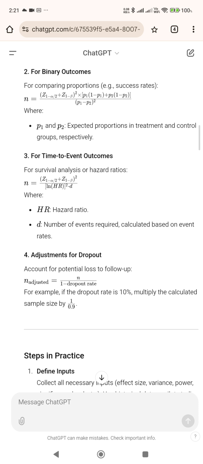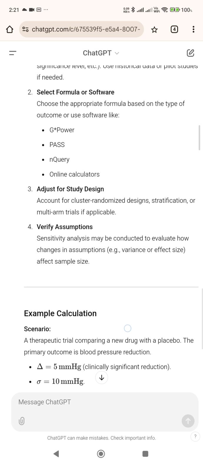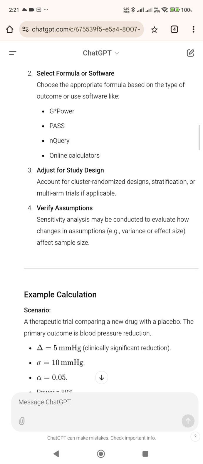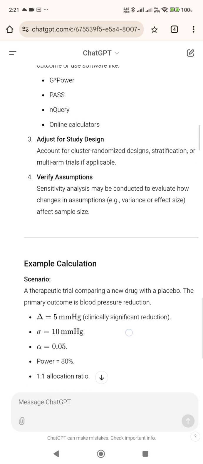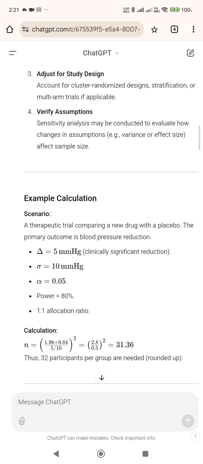Steps in practice. 1. Define inputs. Collect all necessary inputs: effect size, variance, power, significance level, etc. Use historical data or pilot studies if needed. 2. Select formula or software. Choose the appropriate formula based on the type of outcome or use software like G*Power, PASS, nQuery, or online calculators. 3. Adjust for study design. Account for cluster randomized designs, stratification, or multi-arm trials if applicable. 4. Verify assumptions. Sensitivity analysis may be conducted to evaluate how changes in assumptions, e.g., variance or effect size, affect sample size.